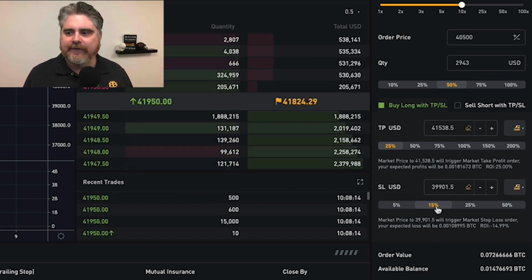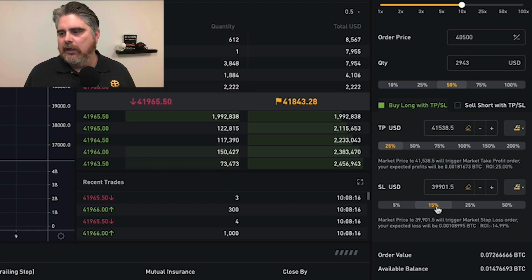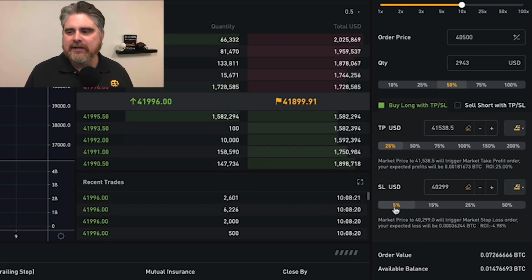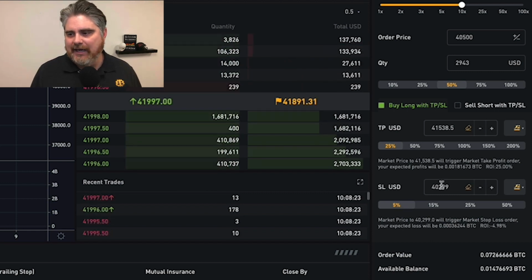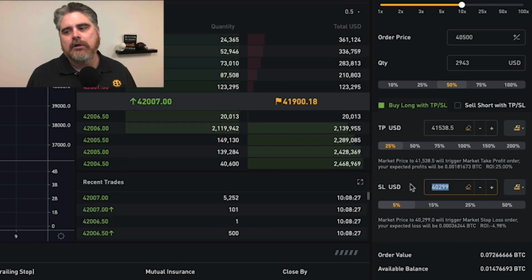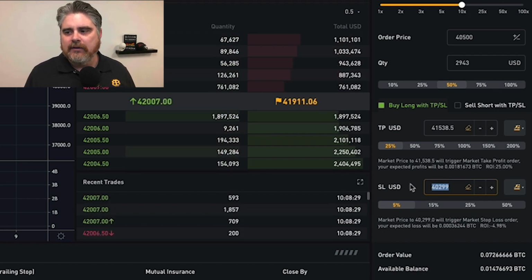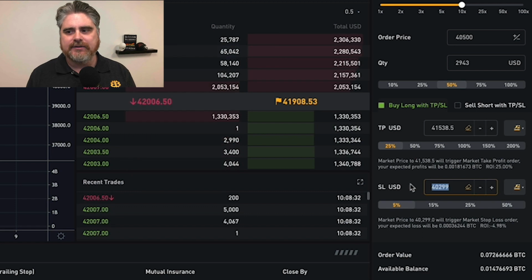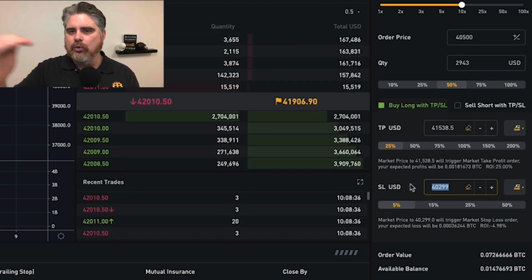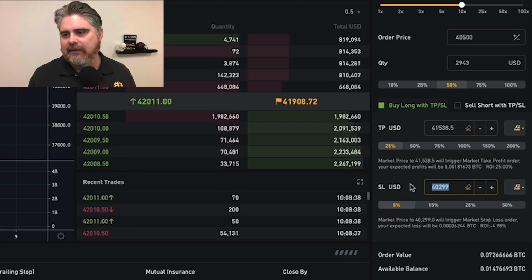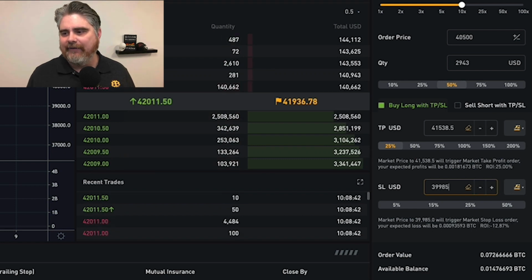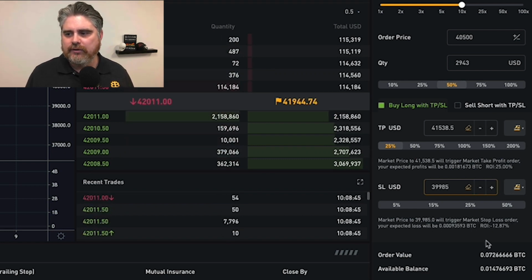So like right now at 15% with these numbers, my stop loss would be at 39,900. At 5%, it'd be 40,299. What I like to do is kind of edit it in between the 5 and 15% number for something that kind of makes sense, right? Like if it goes down to 40,000, chances are it could bounce off that as well. But usually when it does it, it'll wick slightly below. So I might set this at 39,985, something like that. And then it'll show you that's a 12% loss.